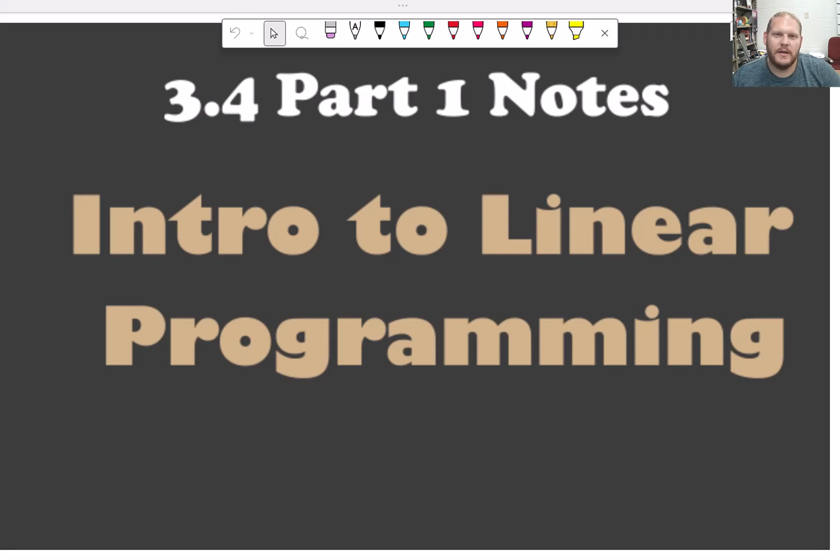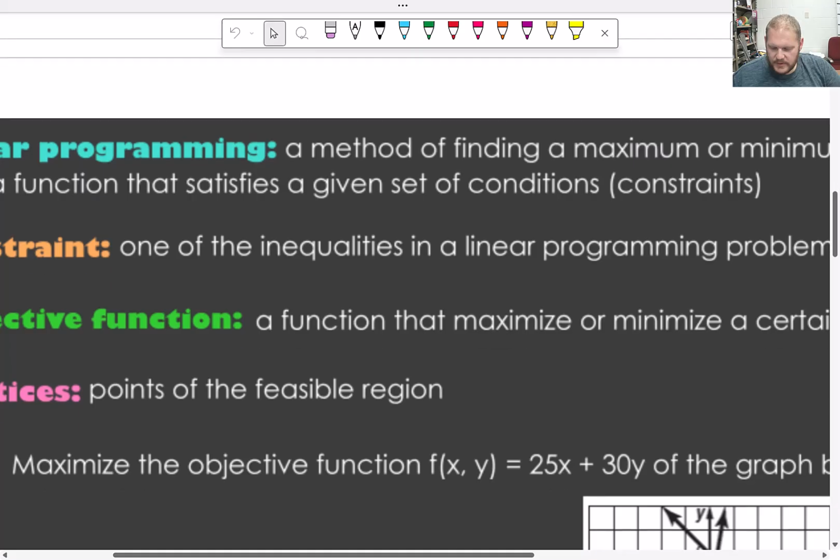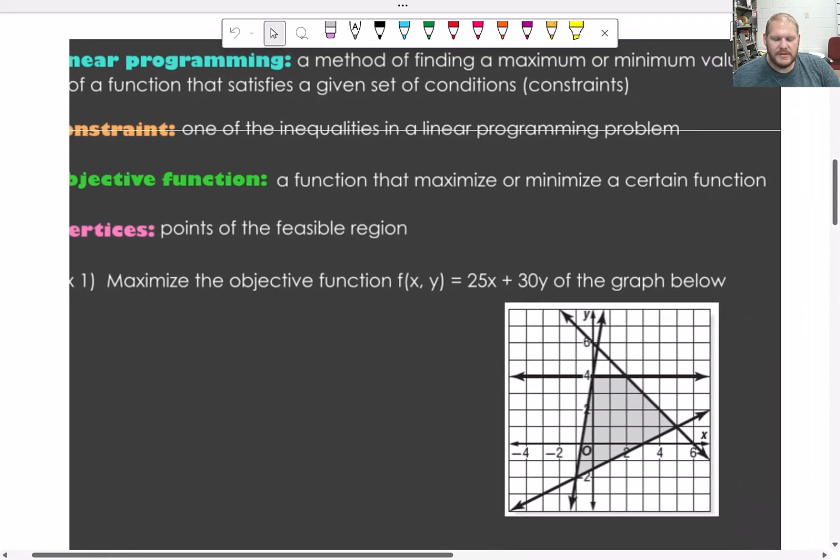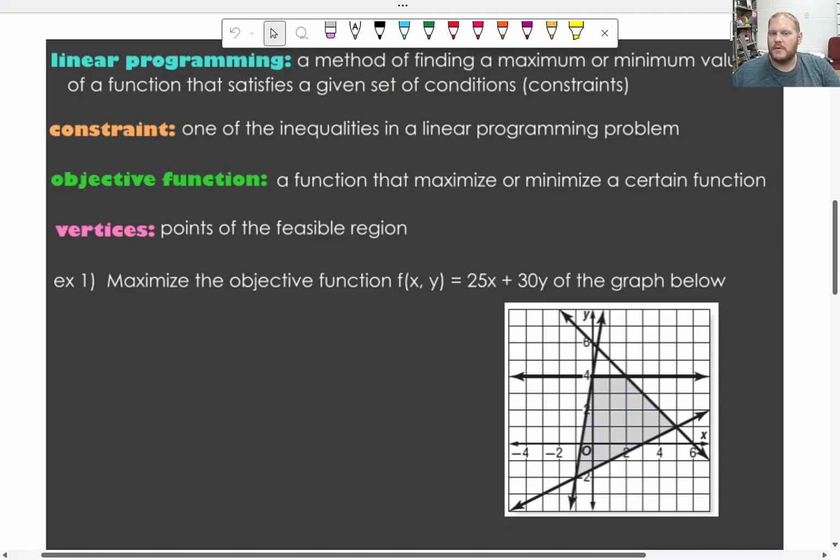Hey guys, today we are looking at our notes for 3.4 Part 1, Introduction to Linear Programming. So linear programming is a way for us to take a bunch of different what's called constraints and be able to see how they interact with each other in a system. So it's an extension of what we talked about yesterday with 3.3 being our system of inequalities.